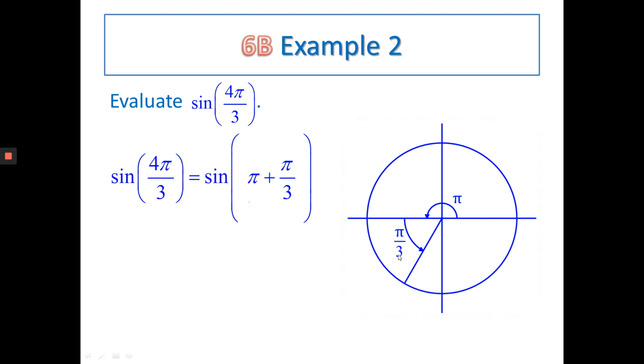What this shows us is that we are now in the third quadrant. So in the third quadrant, sine is negative. So that is why we end up with negative sine of pi on 3. From our exact value table, sine of pi on 3 is root 3 on 2. So the answer is negative root 3 on 2.